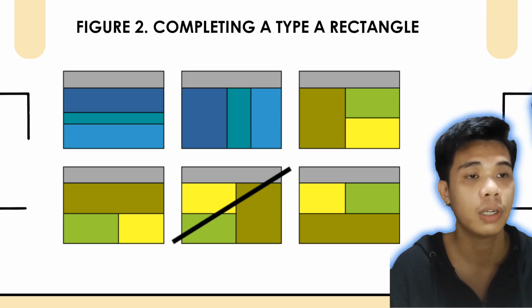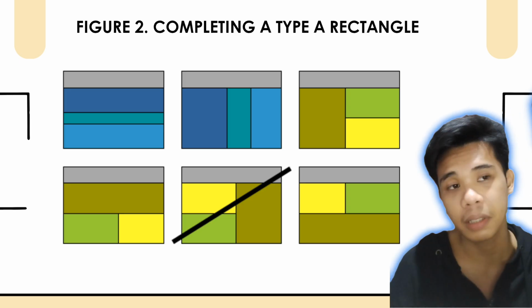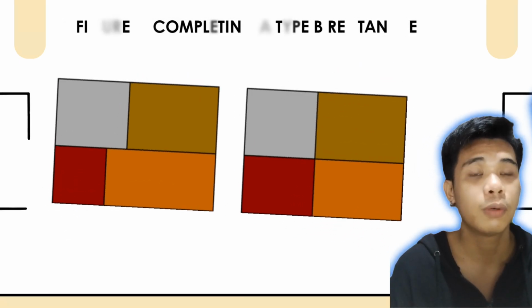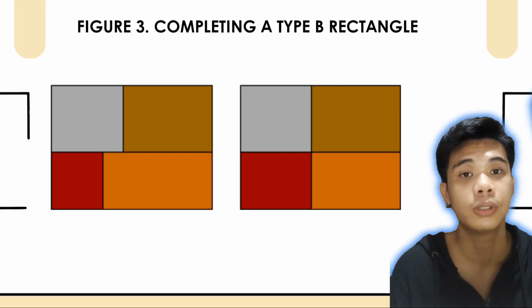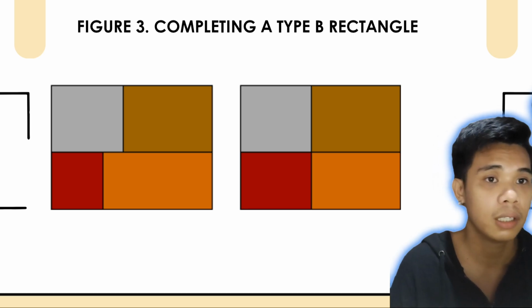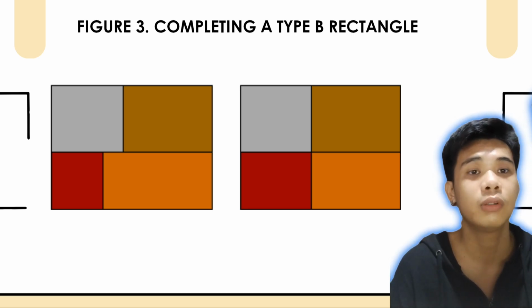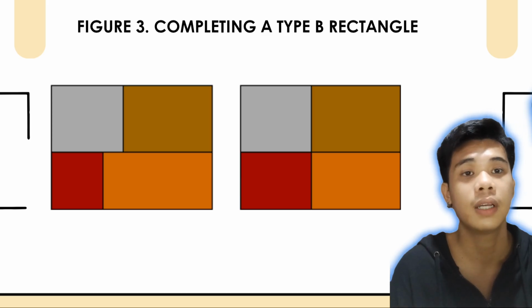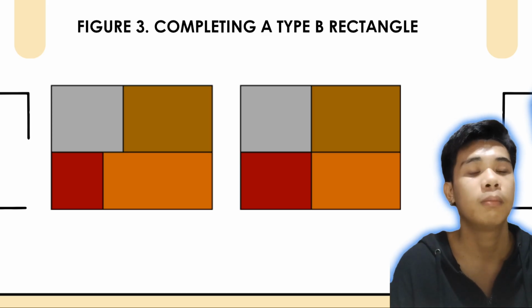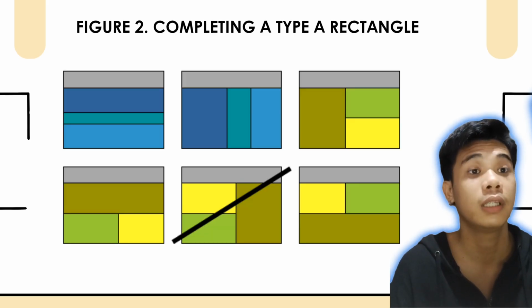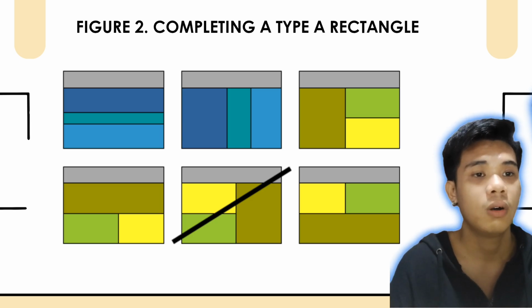Same goes for the right rectangle. So for the first figure, these are just some of the solutions where we can subdivide this rectangle into four different rectangles. Here, as we can see, we divided it into four. This second rectangle also is divided into four. This one, also this one, also this one, and this one.